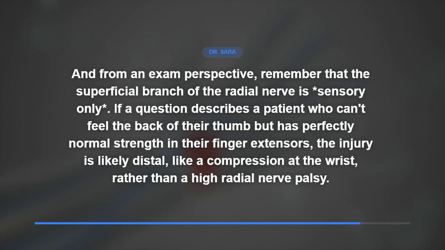And from an exam perspective, remember that the superficial branch of the radial nerve is sensory only. If a question describes a patient who can't feel the back of their thumb but has perfectly normal strength in their finger extensors, the injury is likely distal, like a compression at the wrist, rather than a high radial nerve palsy. It's all about the level of the lesion.